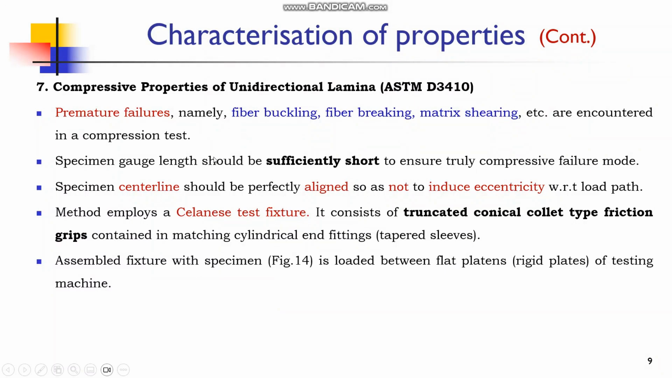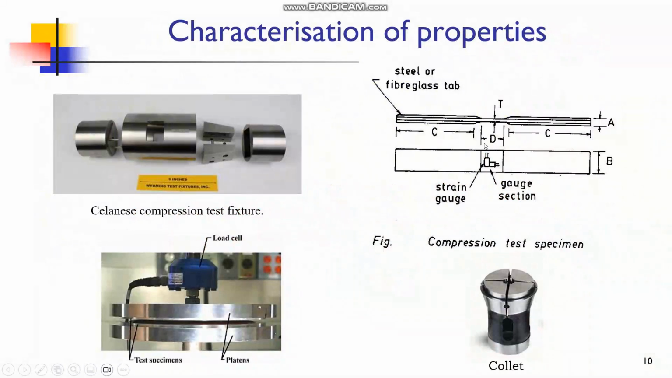Usually, when the unidirectional lamina is subjected to a compressive test as per this method, there can be chances of premature or early failure, such as fiber buckling, fiber breaking, or matrix shearing. This has to be avoided. So the method available is to choose a very short compressive specimen. The load applied should be along the specimen center line, or your compressive load should always be along the axis.